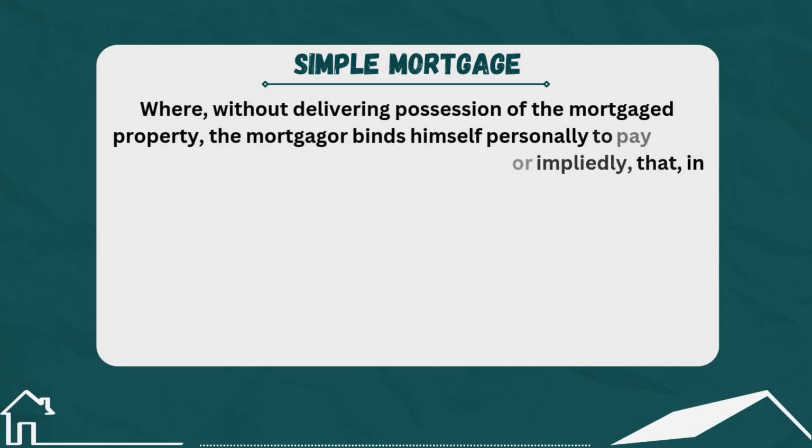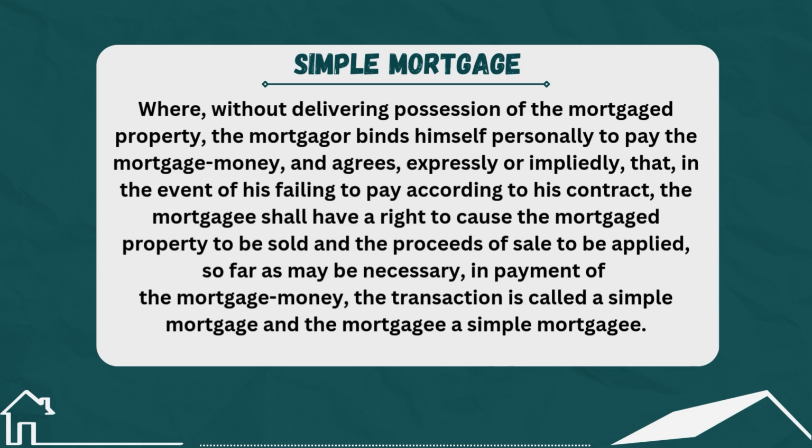The first kind of mortgage is simple mortgage, which has been defined by Section 58 as: where, without delivering possession of the mortgage property, the mortgager binds himself personally to pay the mortgage money and agrees, expressly or impliedly, that in the event of his failing to pay according to his contract, the mortgagee shall have a right to cause the mortgage property to be sold and the proceeds of sale to be applied, so far as may be necessary, in payment of the mortgage money, the transaction is called a simple mortgage and the mortgagee a simple mortgagee.